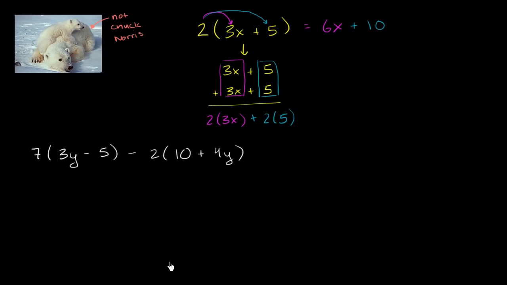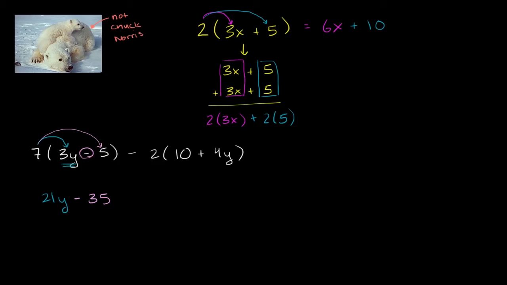Let's see if we can simplify this. Well, let's work on the left-hand side of the expression, the 7 times 3y minus 5. We just have to distribute the 7. So this is going to be 7 times 3y, which is going to give us 21y. Or if I had 3y's 7 times, it's going to be 21y's, either way you want to think about it. And then I have 7 times, we're going to be careful with the sign, 7 times negative 5. 7 times negative 5 is negative 35. So we've simplified this part of it.